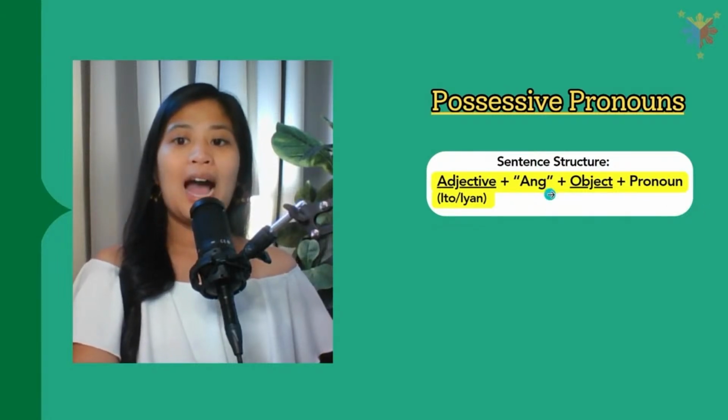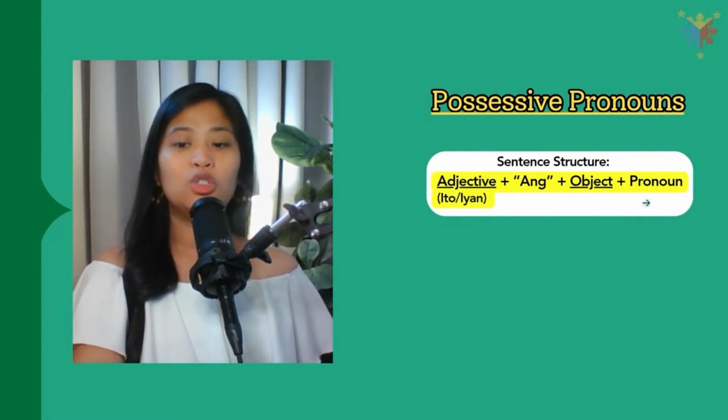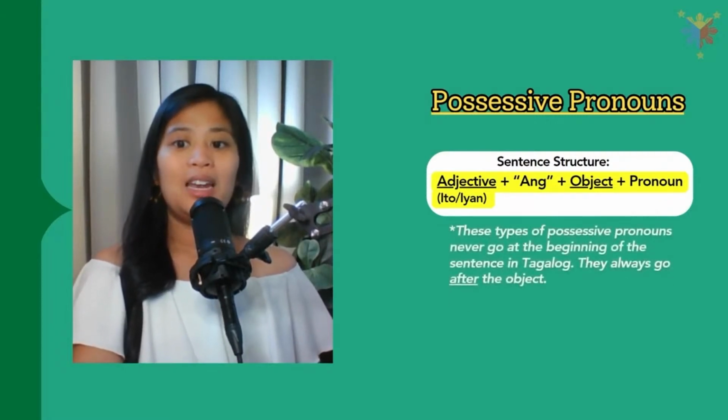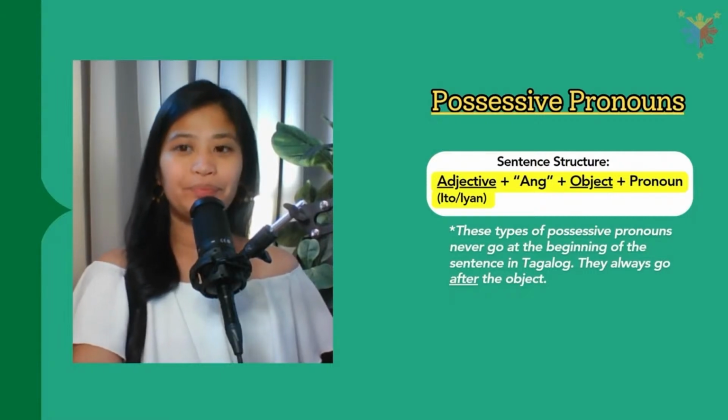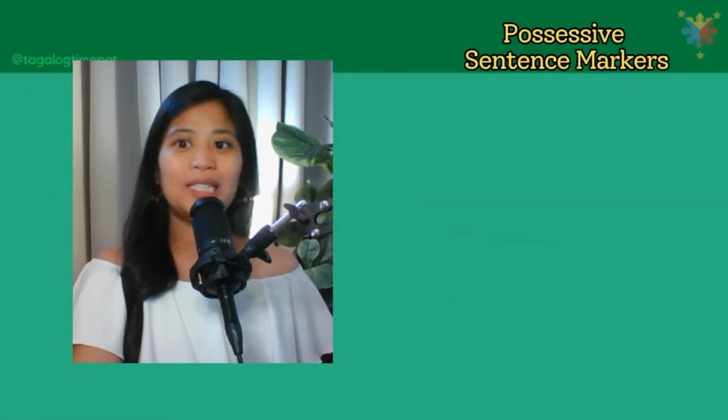Then it's the word ang, and then it's the object, and then it's the pronoun. So that's the sentence structure. And then remember that these possessive pronouns never go at the beginning of the sentence. They always go after the object. Okay?